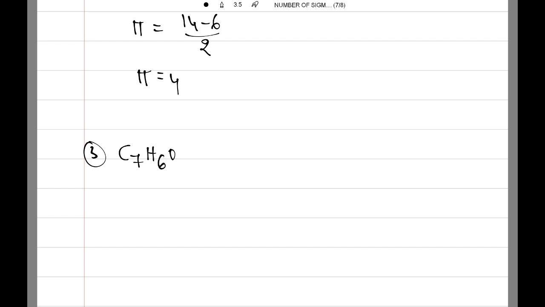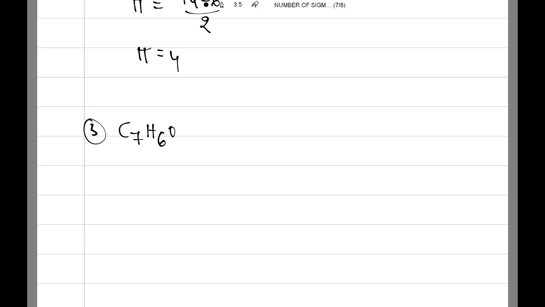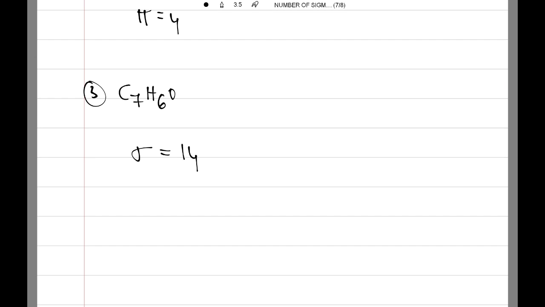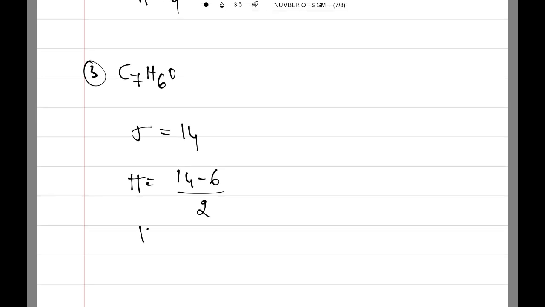C7H6O. If you don't know the structure, then you can easily calculate the number of sigma and pi bonds by using this trick. Number of sigma bonds is equal to 14, the total number of atoms, which is 14. Number of pi bonds is equal to (14 minus 6) by 2. So here also we get the number of pi bonds equal to 4.